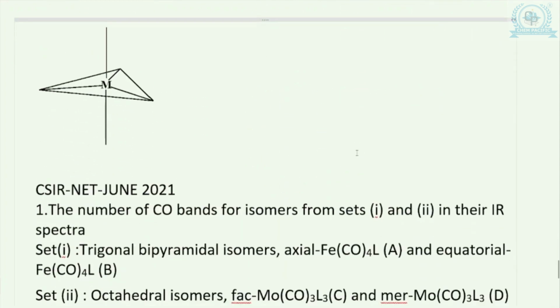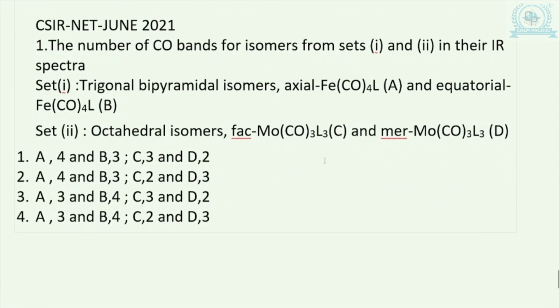ओके सो हियर वी कंप्लीट दिस. सो यहाँ पे हमारा CSIR नेट, ये हमने हाफ किए थे इन आवर प्रीवियस वीडियो. लेट मी कंप्लीट दिस. सो वहाँ पे हमारा जो आंसर था C2D3 था. ठीक है, C2D3 था फॉर द ऑक्टाहेड्रल कॉम्प्लेक्स में. यहाँ पे क्या पूछ रहे हैं, इन द केस ऑफ एक्सियल एंड द इक्वेटोरियल स्ट्रक्चर द ट्राइगोनल बाइपिरामिडल, इक्वेटोरियल एंड द एक्सियल आइसोमर्स जो है A एंड B.